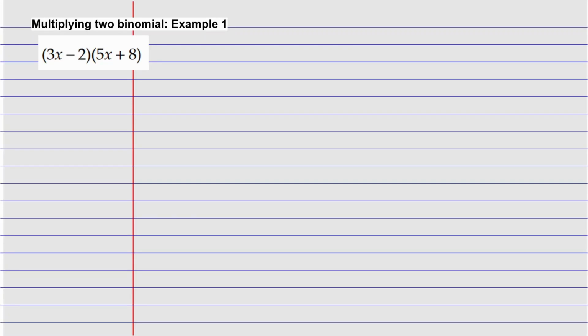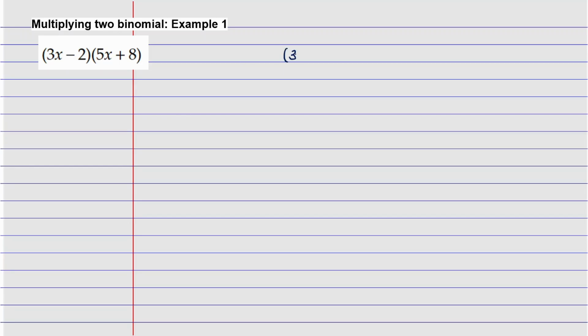So now we're going to move to multiplying two binomials. You know the word binomial means what? Two terms. So do you see that 3x minus 2 is considered as two terms, and 5x plus 8 is considered as two terms. So let's do that, right? We're going to multiply that.